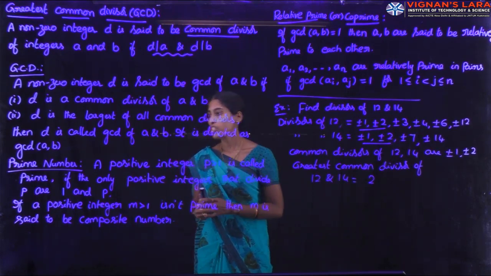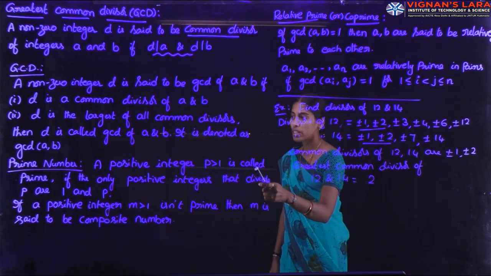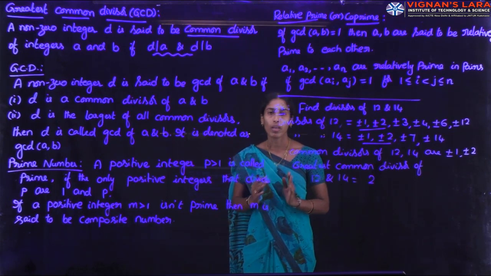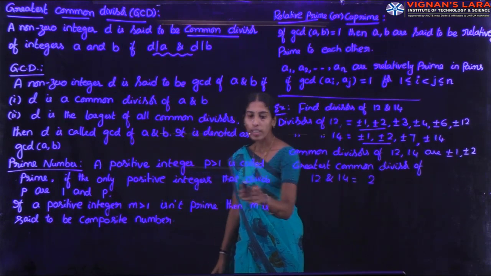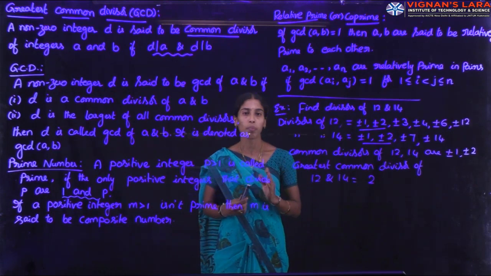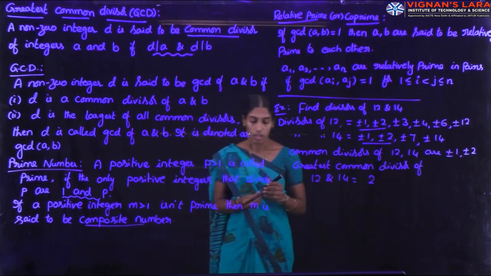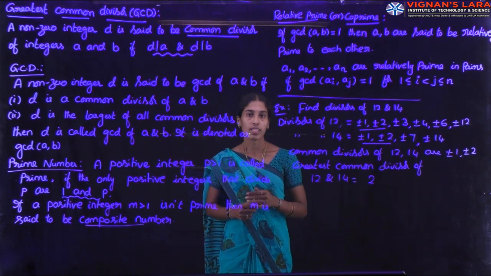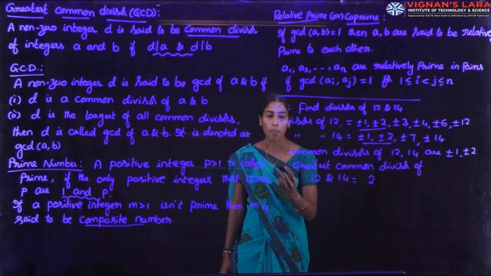So next definition is prime number. A positive integer p greater than 1 is called a prime number if the only positive divisors of p are two numbers: one is 1 and the second one is the number itself. The only positive integers that divide p are 1 and p. If a number is not a prime number, then the number is said to be a composite number, right? So if the number has only two divisors, 1 and itself, we call it a prime number. Otherwise the number is a composite number.